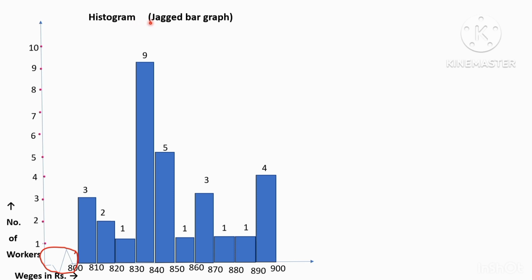See, we are drawing a histogram, that is a jagged bar graph. This is the y-axis and x-axis. On the x-axis we put wages in rupees, on the y-axis the number of workers. Now we are trying 800, 810. There is no gap in between these two, and 800 is maximum. This is 5, and this is 2. You can compare this with the table, and this is a histogram. See, this is a jagged bar which doesn't start from 0. We start from 800, so we show a break on the axis. This is called a jagged bar. So this is a histogram.